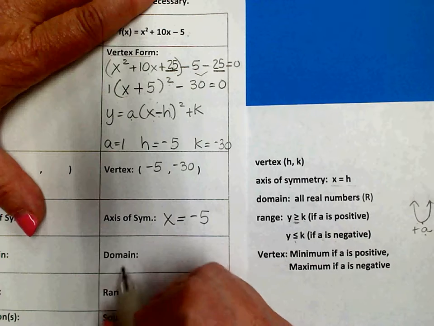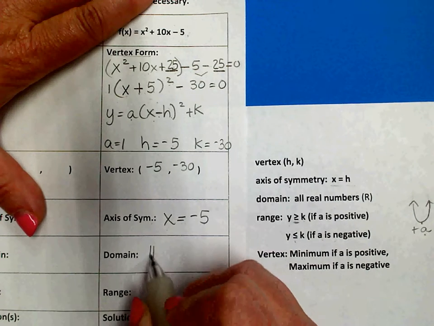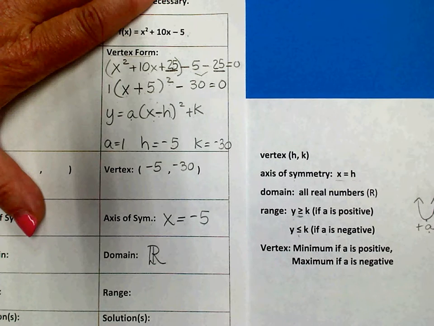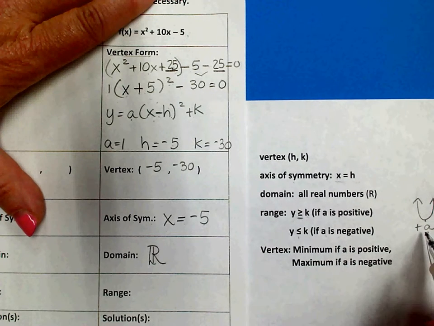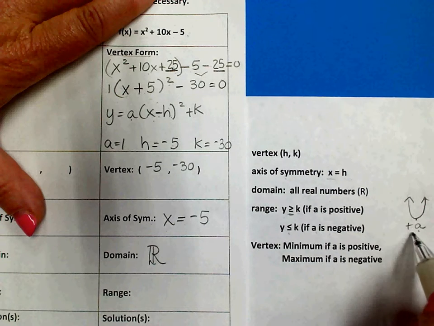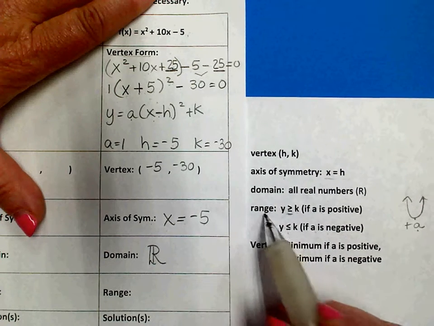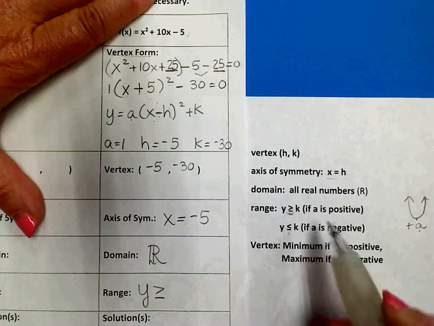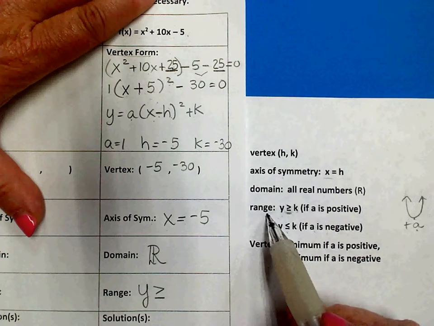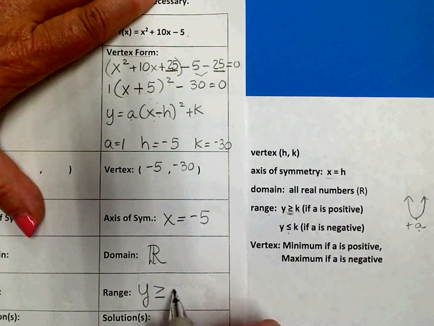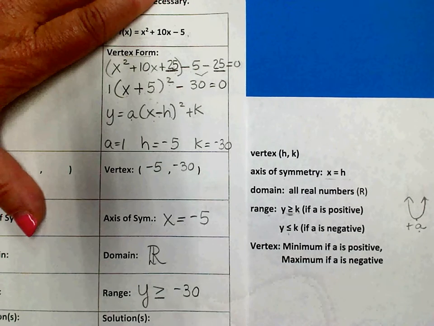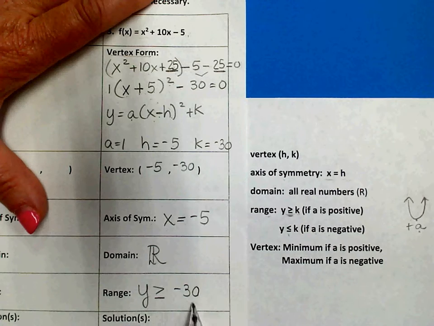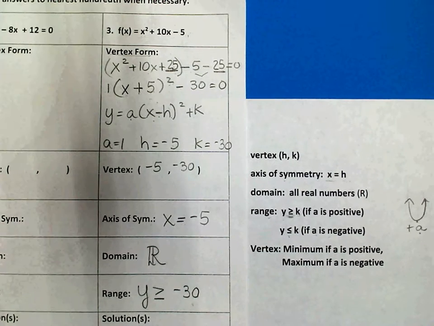Your domain for a parabola that opens up or down is all real numbers. And your range, since this parabola does open up, your value for a is positive 1. It opens up. That means that your range values are increasing, so you're going to use the greater than symbol. And your k value is what's associated with range, and your k value is negative 30. So there's your range. And one more time, you must have the y and the inequality. You can't write just negative 30 right here. Now we're going to solve it.